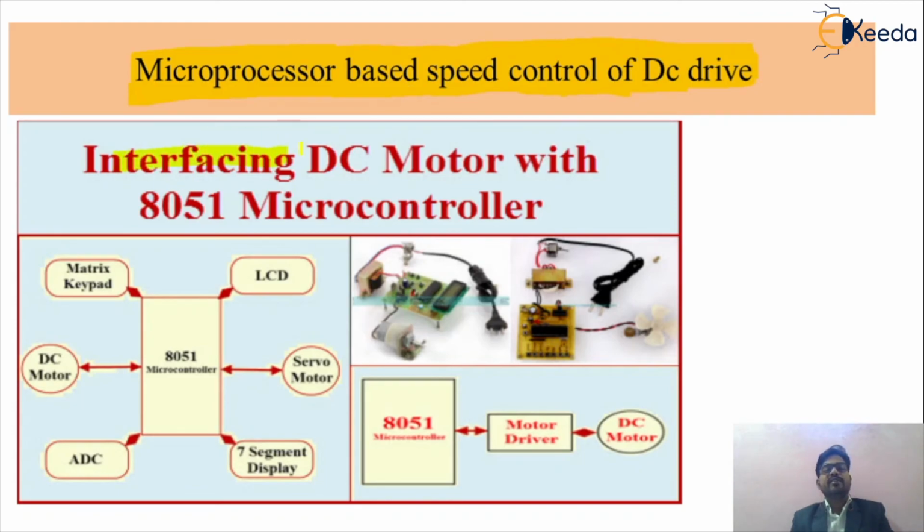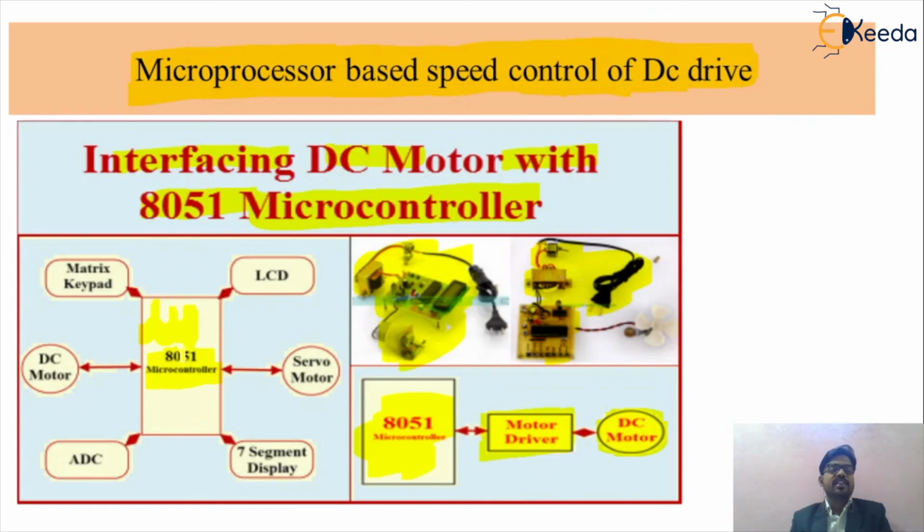So basically it is the interfacing of the DC motor with the 8051 microcontroller. These are the different peripheral ICs of your microcontroller, microprocessor. We are using a motor driver circuit to control the speed of your motor. From that we can control the speed of your DC motor. So this will be the pictorial representation of the microcontroller technique for speed control.